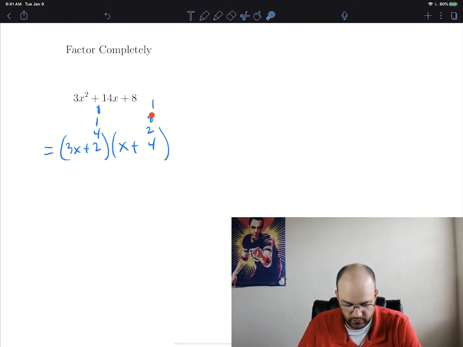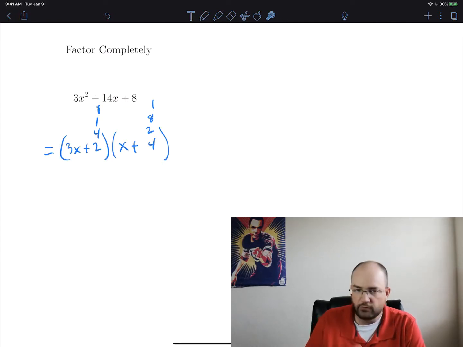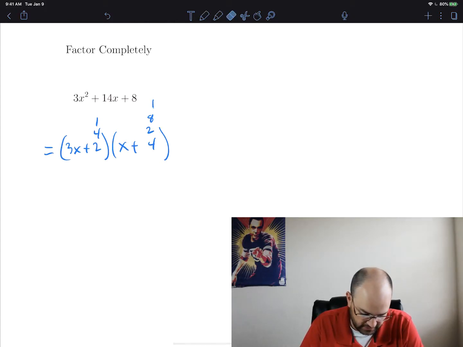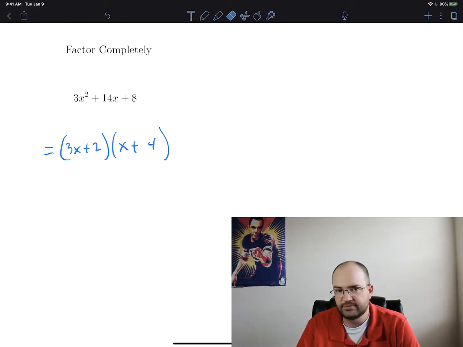3 times 8 is 24, 1 times 1 is 1, 24 plus 1 is 25. 3 times 1 is 3, 8 times 1 is 8, and that'll give me 11. In other words, when you FOIL this out, the inner and outer terms in the FOIL, you have to make sure that that's going to give you that middle term. So the actual answer from all this is in fact going to be 3x plus 2 times x plus 4.